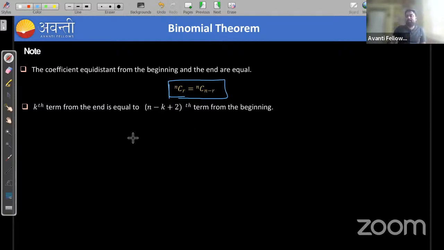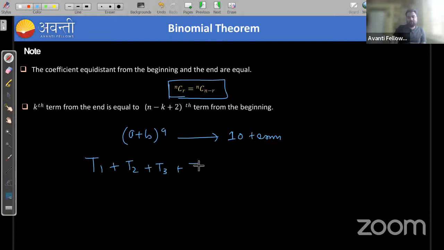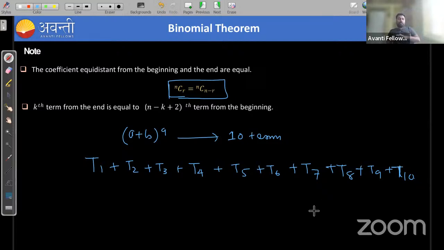Suppose I am considering (a plus b) to the power 9. So the total number of terms is 10. The terms are T1, T2, T3, T4, T5, T6, T7, T8, T9, and T10. So these are my 10 terms starting from T1 to T10.